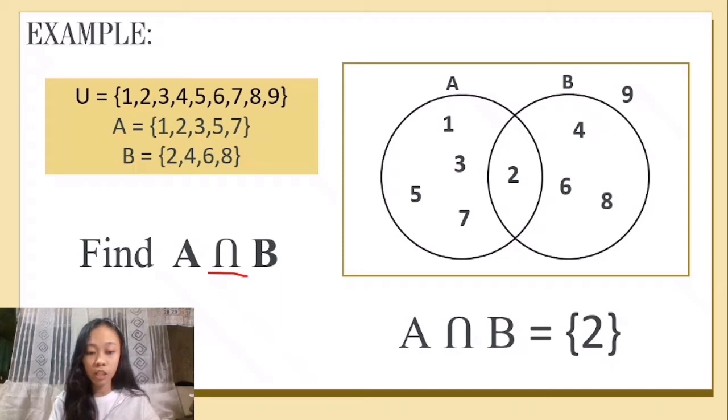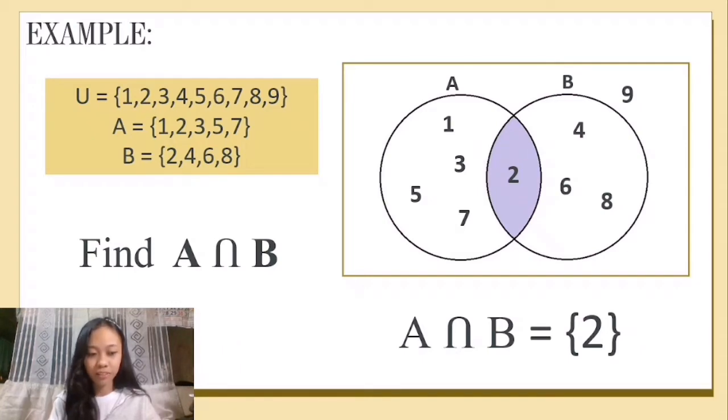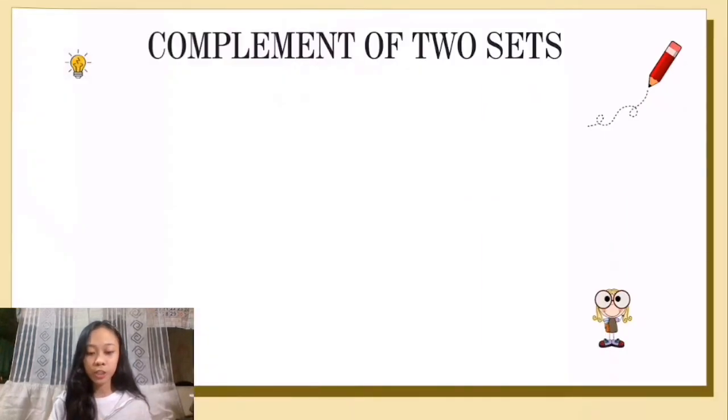So to show our intersection of set A and set B using Venn diagram, the shaded part will be this one. So again, this shows the intersection of two sets. So naintindihan? Okay. Let's proceed to the complement of two sets.